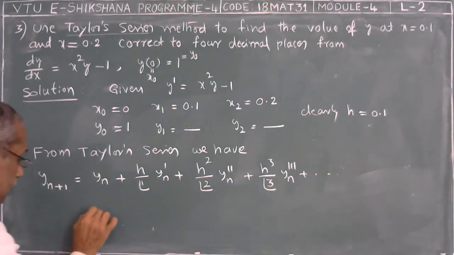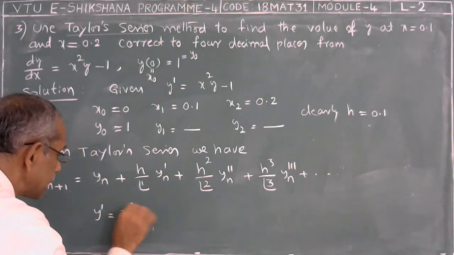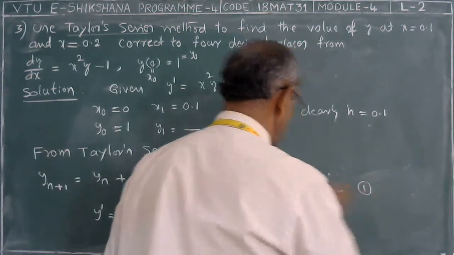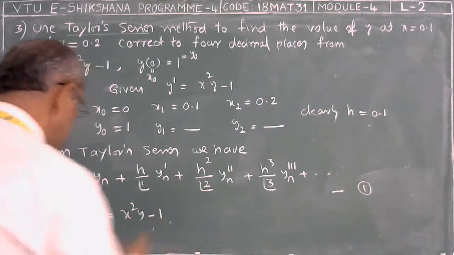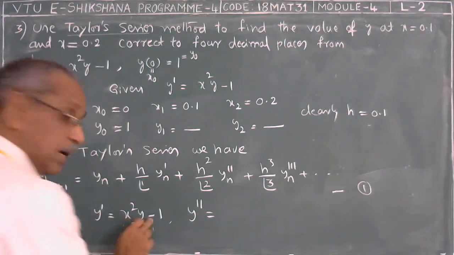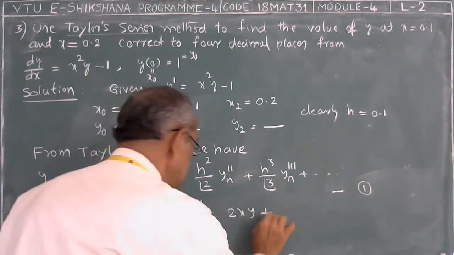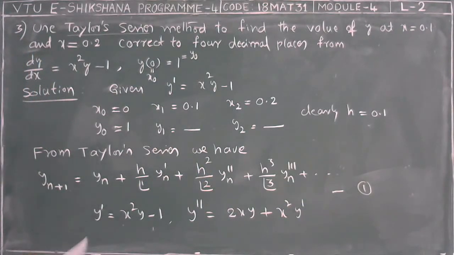So given y dash is x square y minus 1. Let me put n is equal to 0 to find y1, n is equal to 1 to find y2. So let me first find out the derivatives so that I can easily compute y0 dash, y1 dash, etc. So x squared y minus 1, we differentiate this with respect to x. So you get y double dash. Product rule here: 2x into y plus x squared into y dash. That is your second derivative.